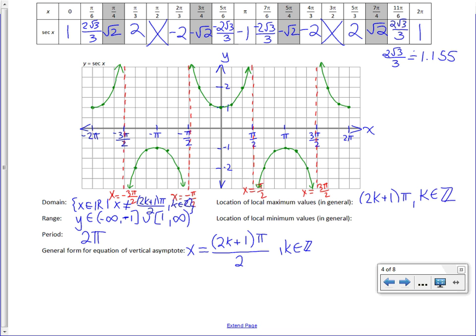And then where are all the local mins? At 0, 2 pi, negative 2 pi, 4 pi, 6 pi, 8 pi, 10 pi. So every 2k pi. You got it, every even pi. Excellent. Okay, so I'm going to stop the video.